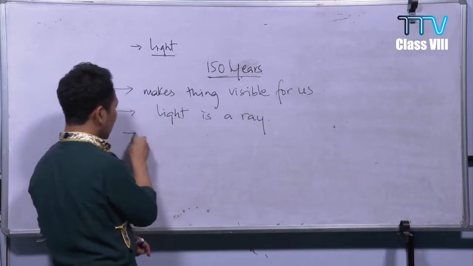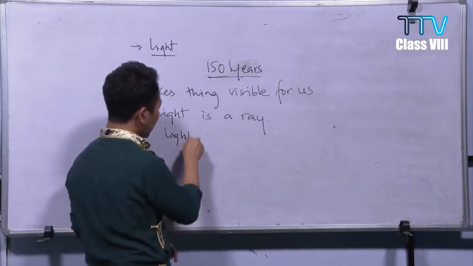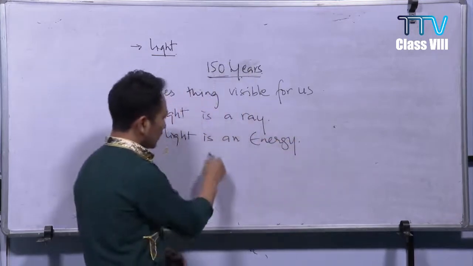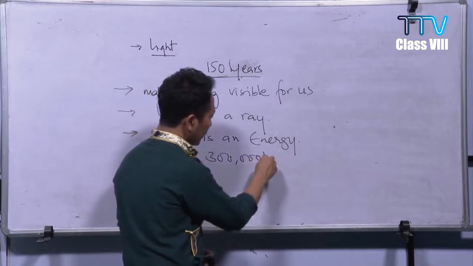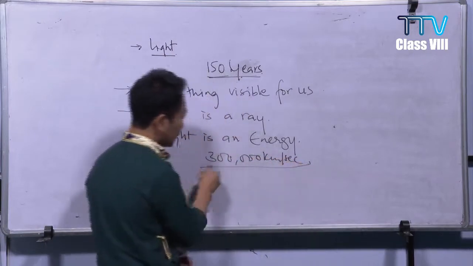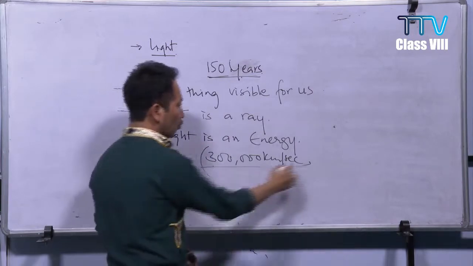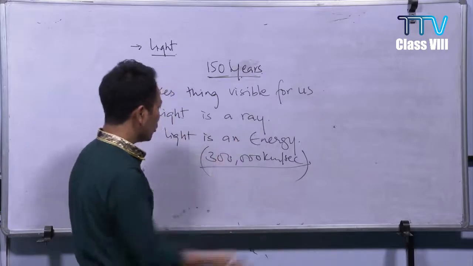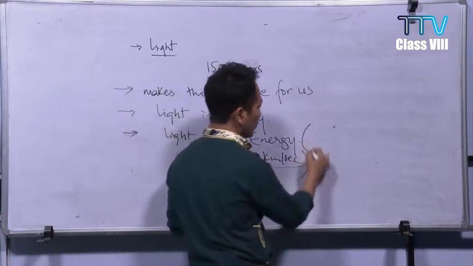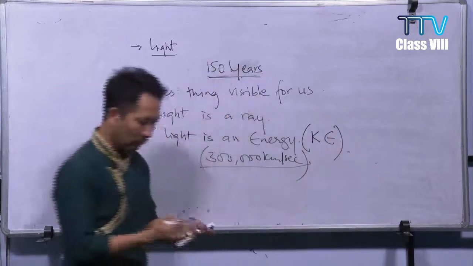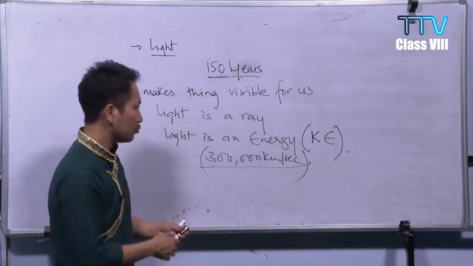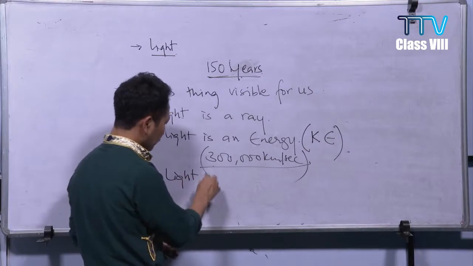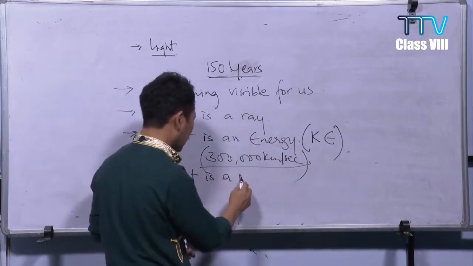Because it travels in a straight line, light is an energy. The speed of light is 300,000 kilometers per second. Light is a form of kinetic energy. Light is a radiation, solar radiation. Light is a radiation.